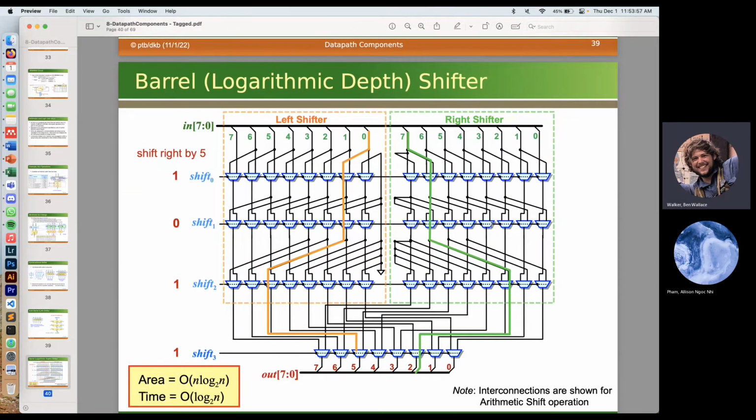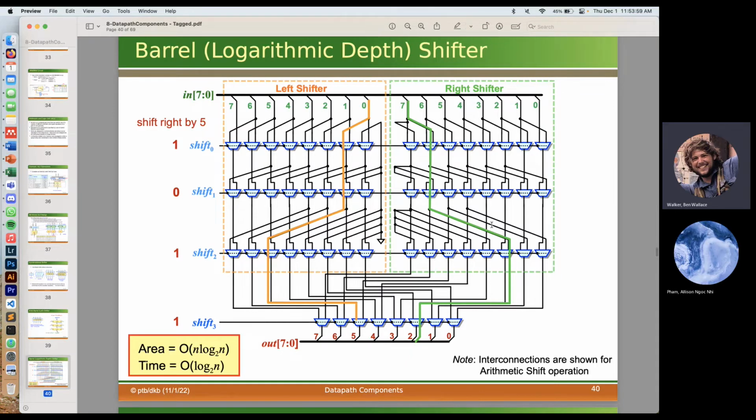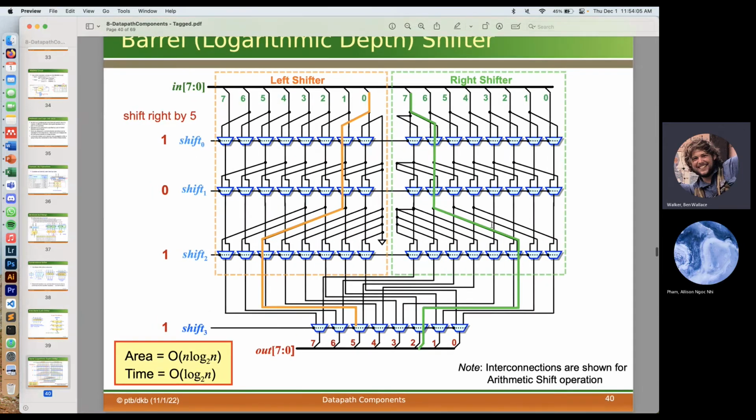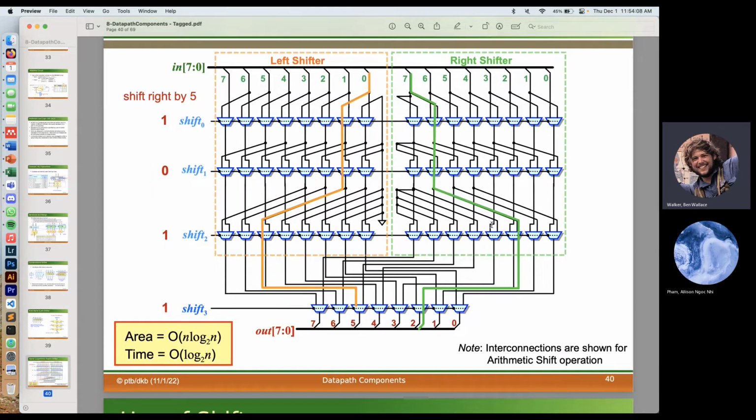All right, this is where it starts to get complicated. This is an arithmetic left shifter. Arithmetic shifts are a little bit more complicated than logical shifts. Arithmetic shifts try to preserve the sign bit on the left while the left shift operation occurs. That allows them to be used for division.